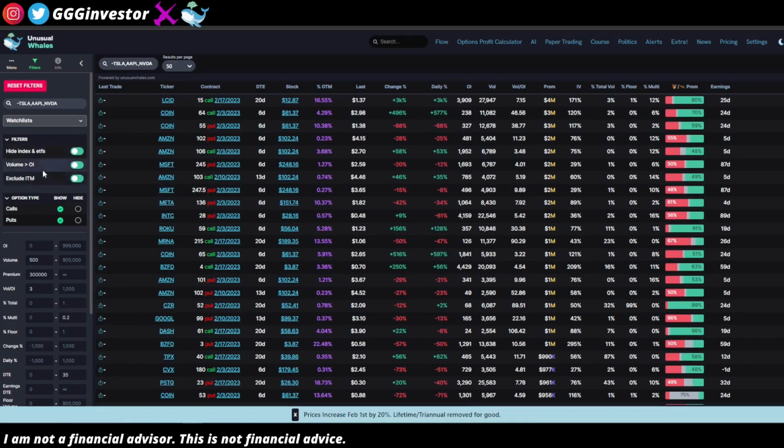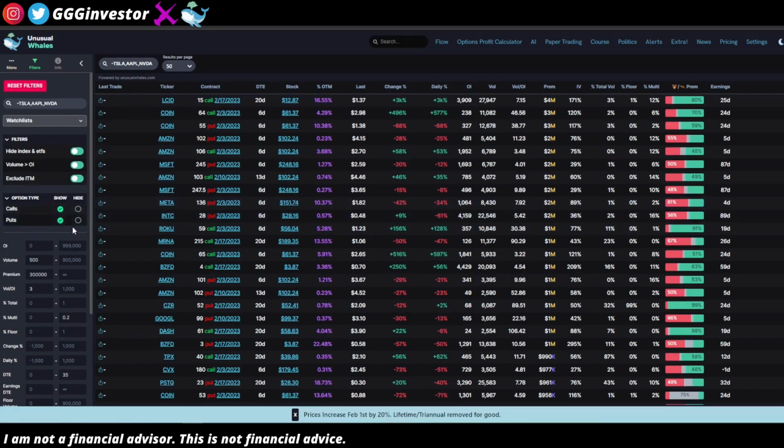The reason I turn these on is because I want to see options that are coming far out of the money and also have a lot of volume relative to the open interest. And so that's, in my opinion, going to give us an idea that there's a bigger move expected for that certain ticker or chain. For now, we're going to leave the option type both to calls and puts.